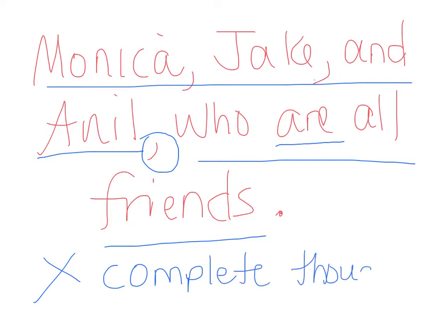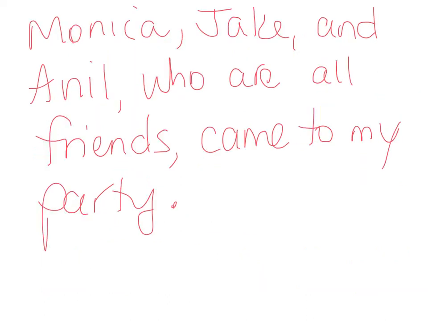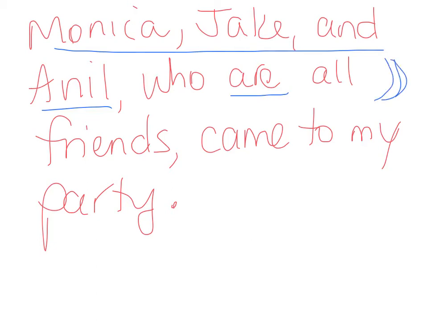How would you rewrite this fragment, adding in a complete thought? Here's a possible rewrite. I've kept my subject, Monica, Jake, and Anil. I've kept this verb in this dependent clause, but I've added more language so that I'll have a complete thought. This verb and object. So what did Monica, Jake, and Anil, who are all friends, do? Well, they came to my party. Now I have a complete thought.